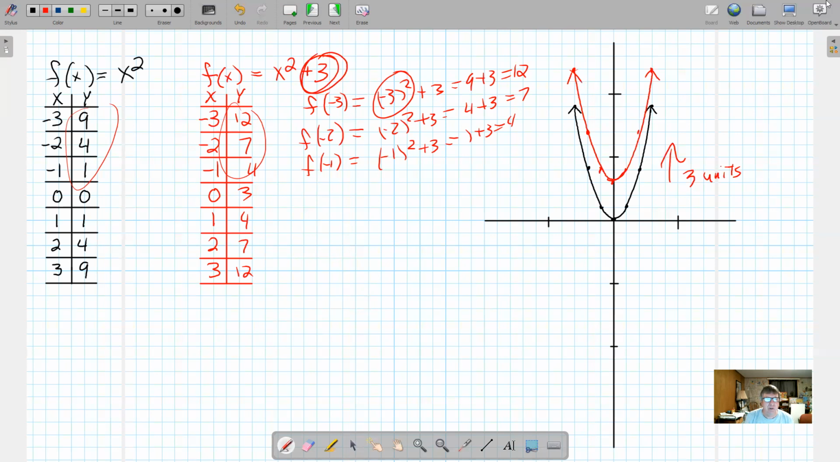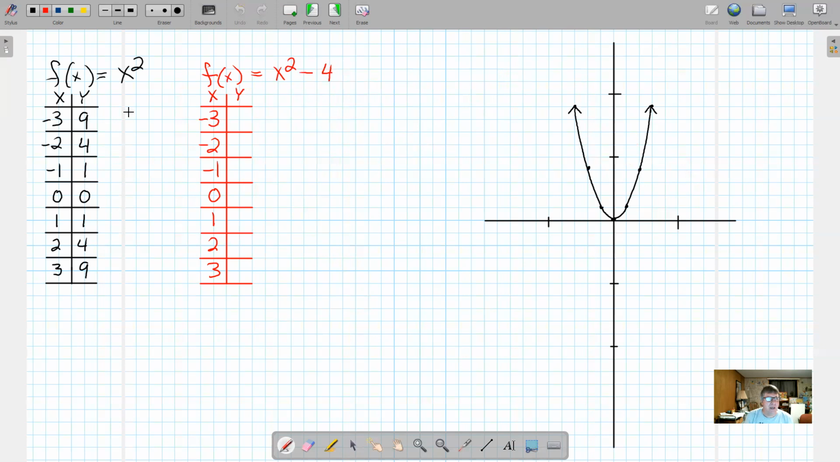All right, let's go to the next graph. Here again, we have f of x equals x squared, but now we're going to graph f of x equals x squared minus 4. Let's see what's going to happen there. So f of -3 is going to be -3 squared minus 4, which is 9 minus 4, which is 5.